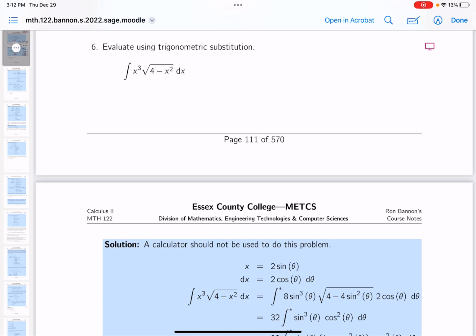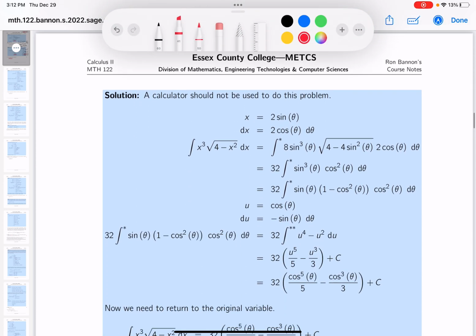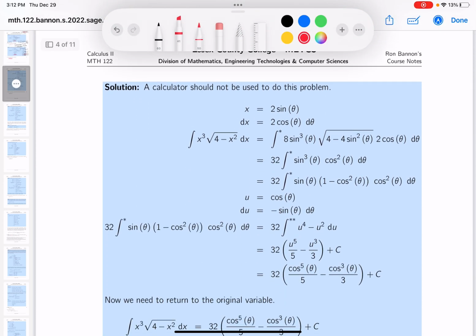Okay, we're asked to evaluate this using trigonometric substitution. Let's go through the steps. And the first thing I did was I let x equal 2 sine theta. And then I took the derivative of that, the differential dx equals 2 cosine theta d theta. And then I made a substitution. That's all I did. All right?